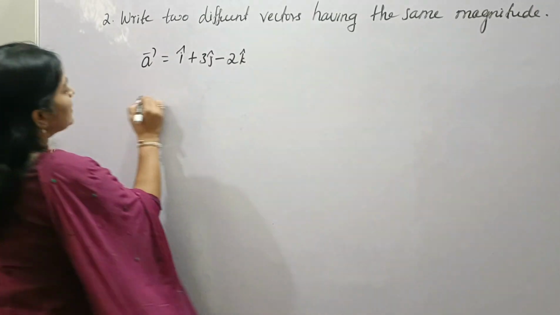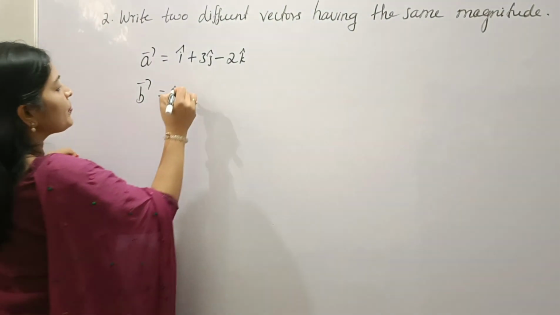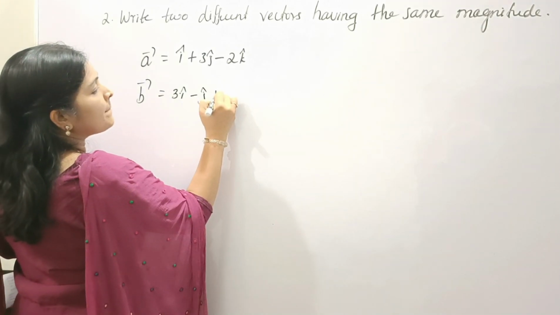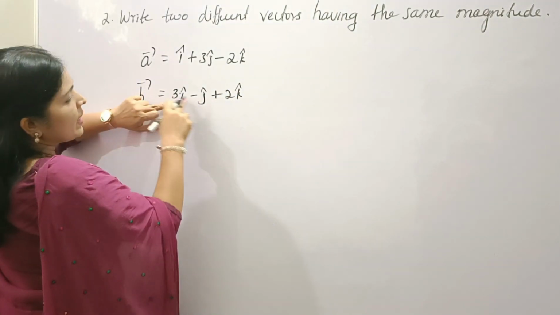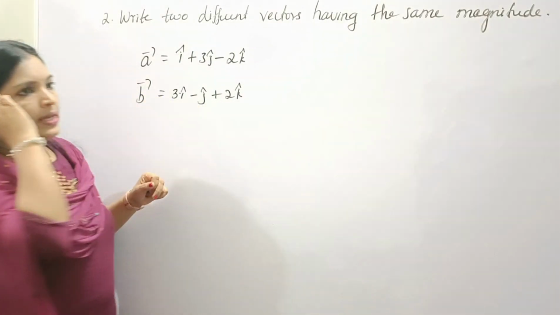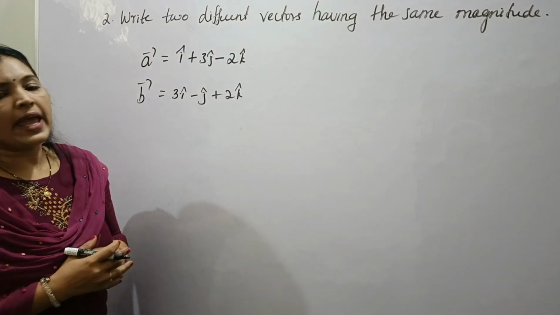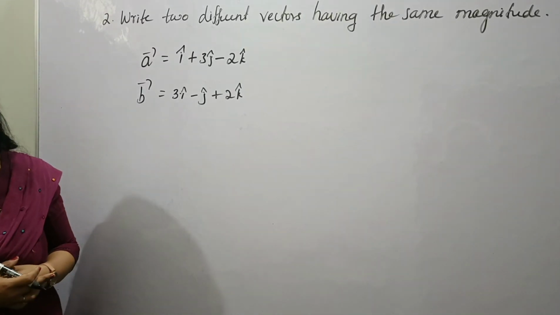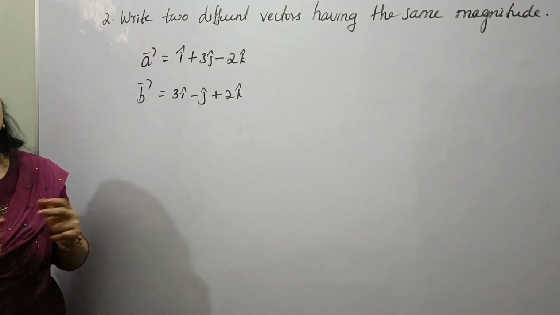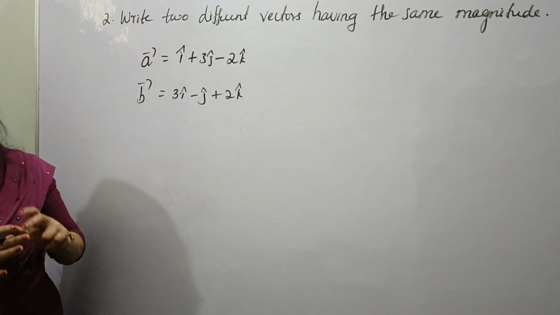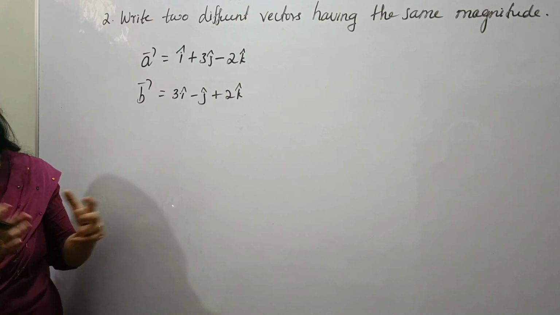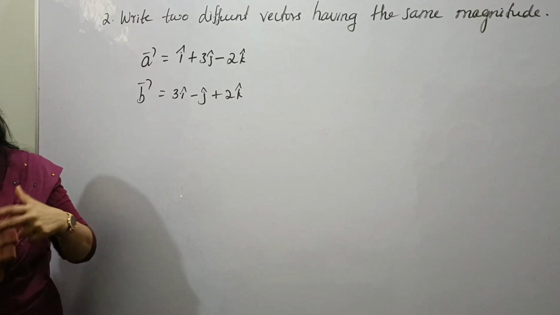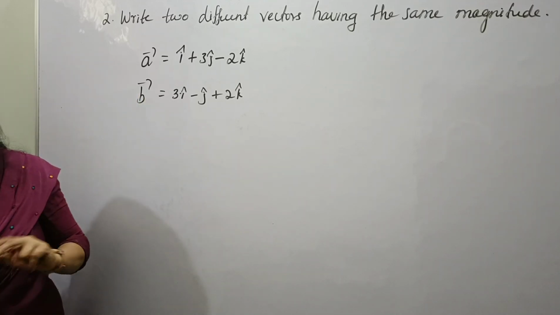Okay, so here we can write vector B is equal to 3i minus j plus 2k. 3, minus 1, 2. See here, vectors having the same magnitude means, if vector A and vector B are the vectors, then modulus of vector A should be equal to modulus of vector B, right? When we take the modulus, that means magnitude, it is square root of x square plus y square plus z square, right? So we are taking the squares of these numbers. So if it is minus or plus, it will be the same, right?